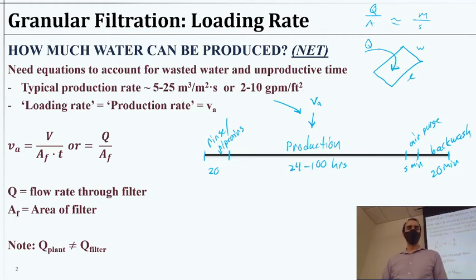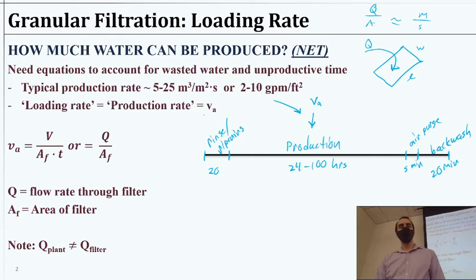What I want to highlight here again is this loading rate is really talking about what's happening during that production stage. Okay, if we want to know something about the effective rate, we'll need a different equation, and we'll look at that in a moment. A lot of times in the backwash, we'll use either the same loading rate, just in reverse, or sometimes we'll increase it, maybe even double it to go backwards. So a lot of times we'll have a different backwash rate.